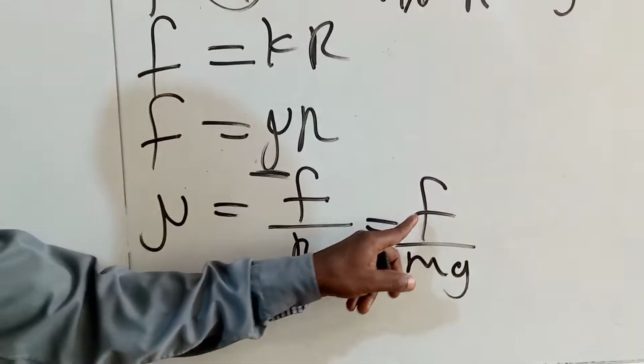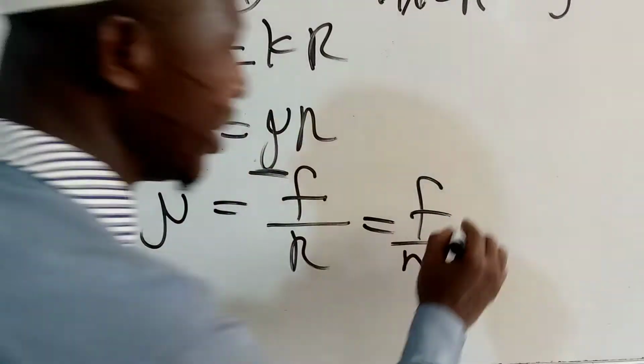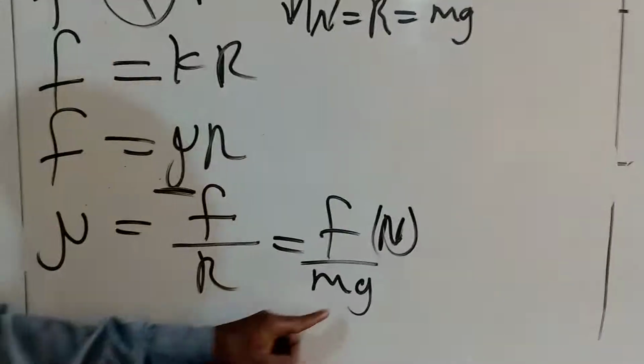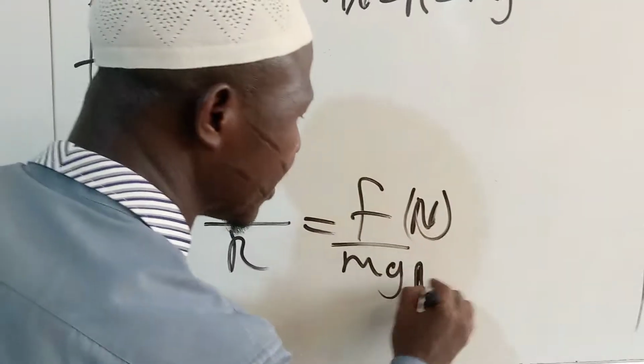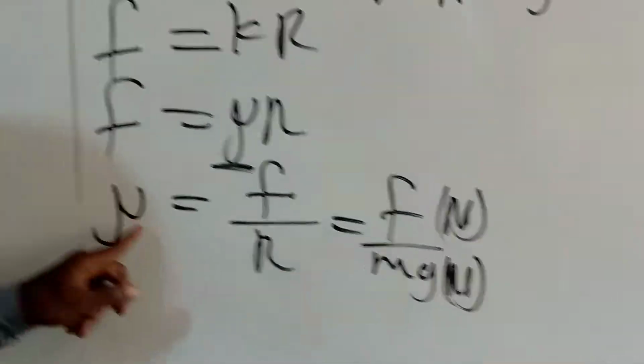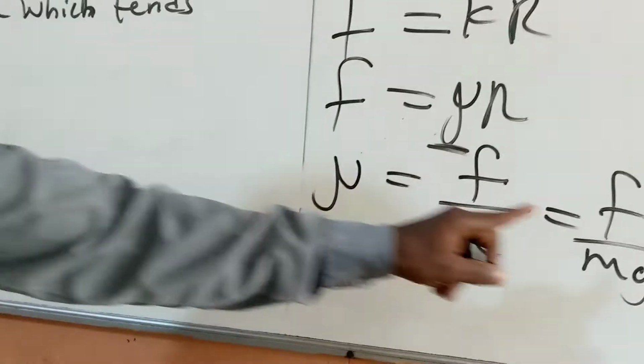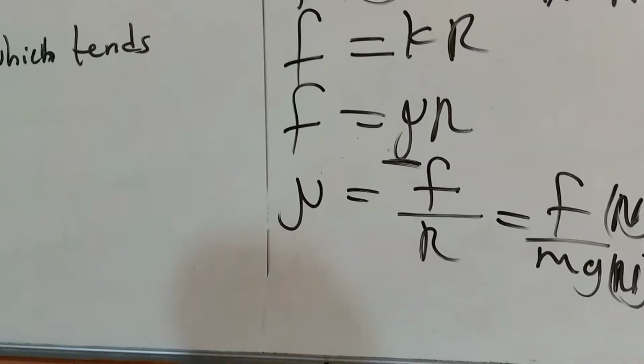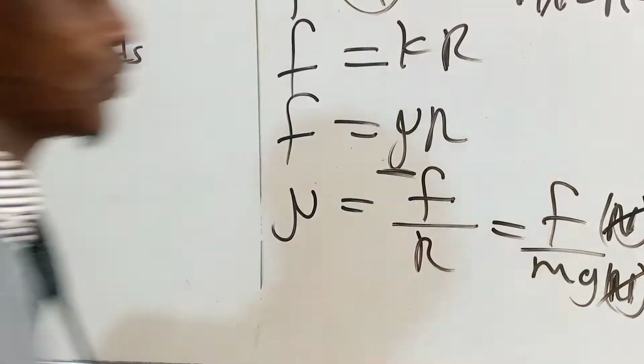And what is the unit of force? It is Newton. Then the unit of weight is also what? Newton. So which means the coefficient of frictional force does not have a unit. It does not have a unit, because we just cancel them.